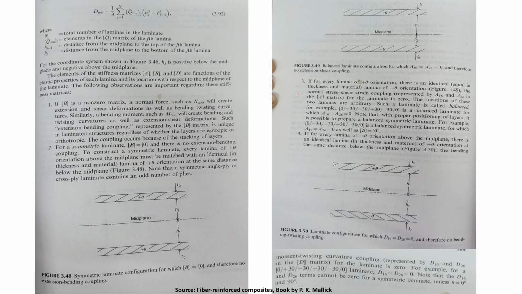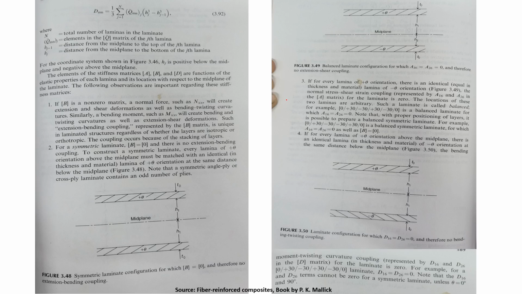Next, if for every lamina of plus theta orientation there is a lamina identical in thickness and material of minus theta orientation, the normal stress-shear strain coupling represented by A16 and A26 in the A matrix for the laminate is 0. The locations of these two laminas are arbitrary. Such a laminate is called a balanced laminate. For example, 0, plus 30, minus 30, plus 30, minus 30, 0 is a balanced laminate for which A16 and A26 will be equal to 0.